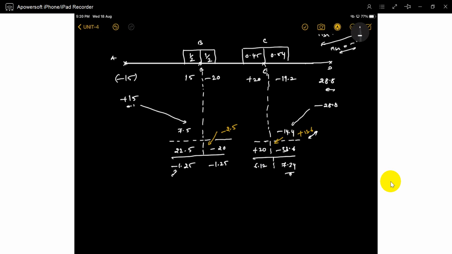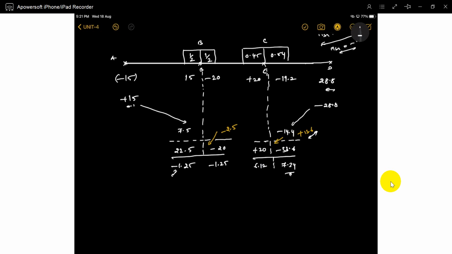22.5 minus 1.25, just see it. It is 21.25. See the other side also: 21.25, 21.25. That's it. Okay, over. Now you see 26.12. You will get 26.12 minus 33.6 plus 7.34. What will you get? You will get the same 26.12.